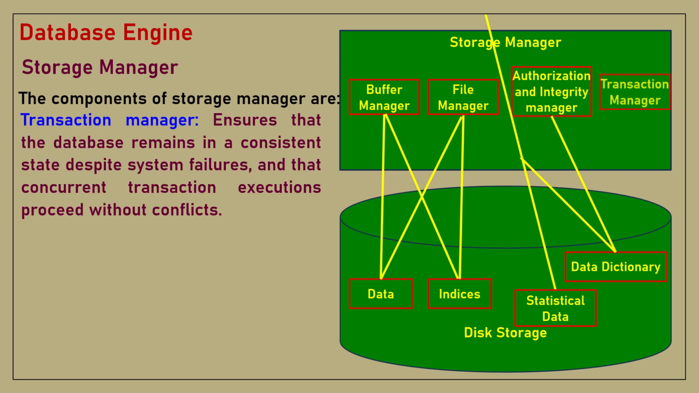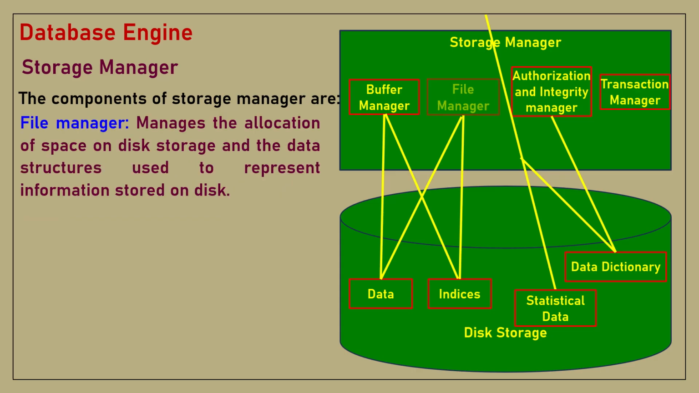Transaction Manager ensures that the database remains in a consistent state despite system failures, and that concurrent transaction executions proceed without conflicts. File Manager manages the allocation of space on disk storage and the data structures used to represent information stored on disk.